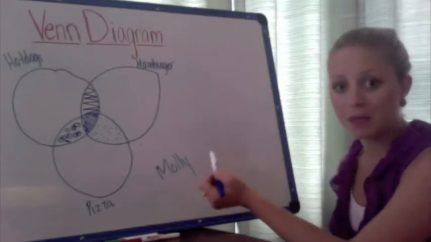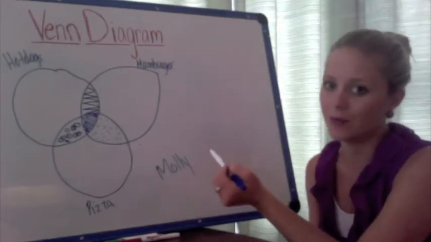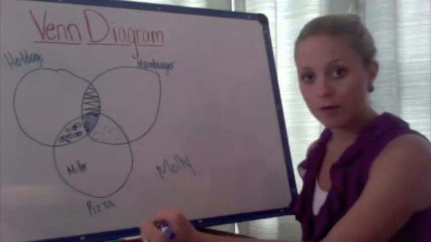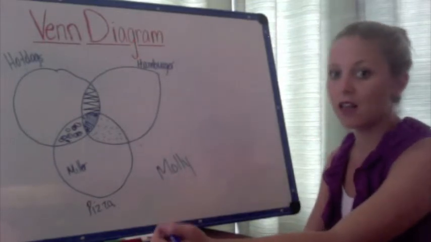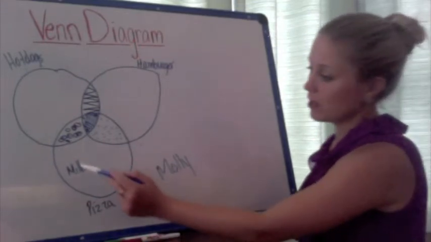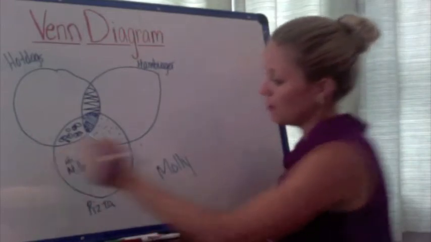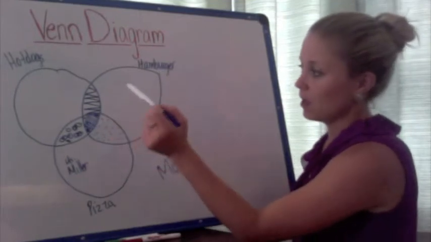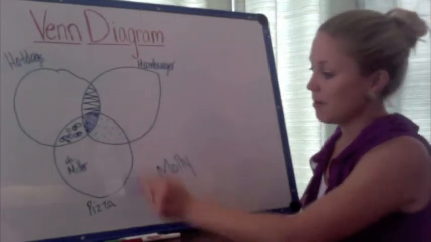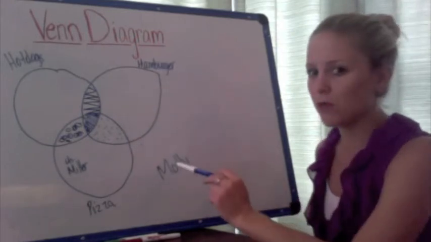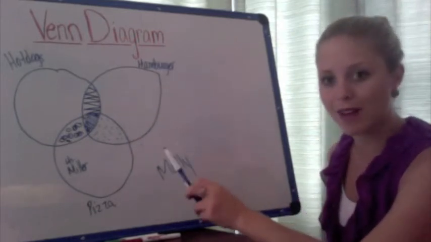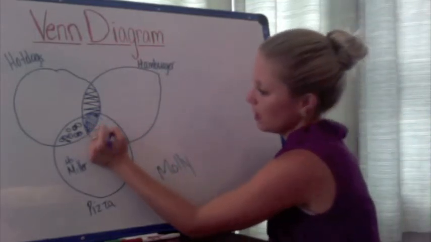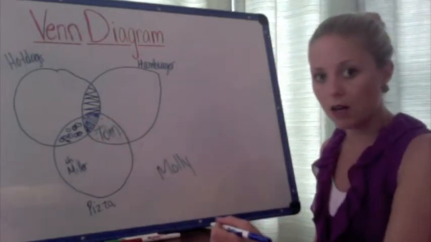But Miss Miller told me that she only eats pizza. So Miss Miller goes here. See? It's as easy as that. Now, Miss Miller is here. Molly, who doesn't like any of them, is out here. I would be right there. Tom likes pizza and hamburgers. So think real quick. Where do you think Tom's name would go? That's right. Tom's name would go right there.